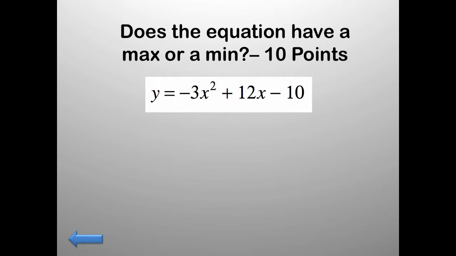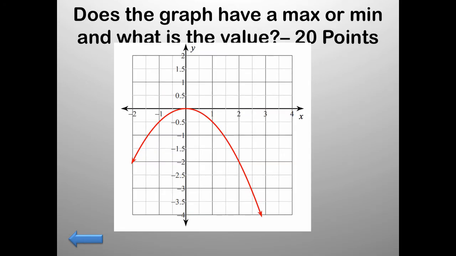Now we go into max min. To determine if it has a max or a min, I look at the a value. If it's negative, it has a max value. Means that it is flipped upside down. In this case, it has a max value of 0. That's the highest y value.